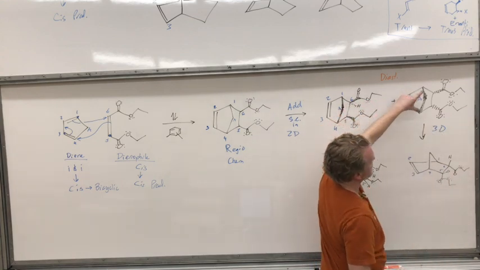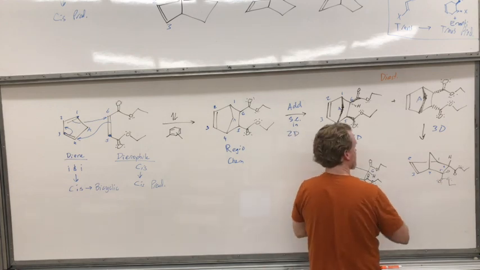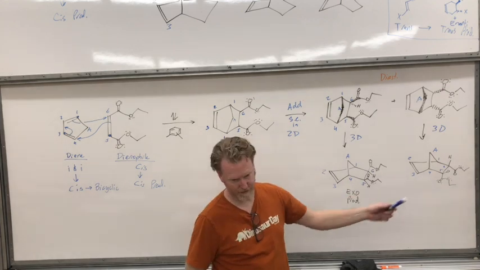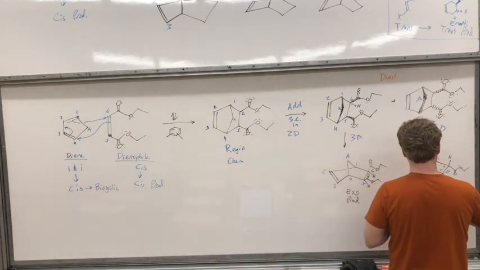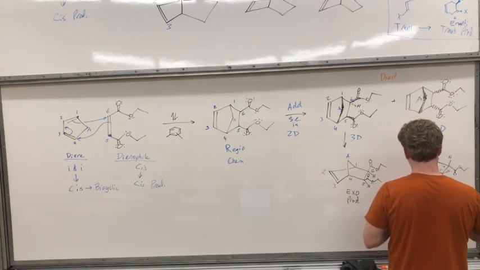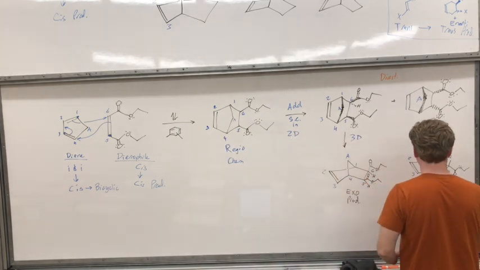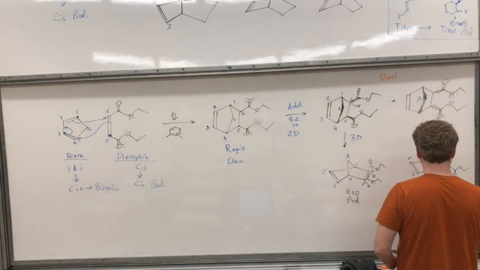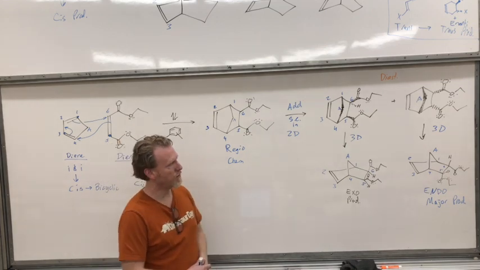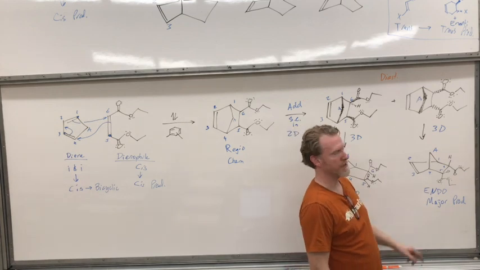Because as you can see, the esters are pointing the opposite direction of the bridge. So then you'd be pointing the opposite way too. Turns out this one we call the endo product, and the endo product is normally always the major product. So I want you to be able to draw these in 3D and know that the endo is major.